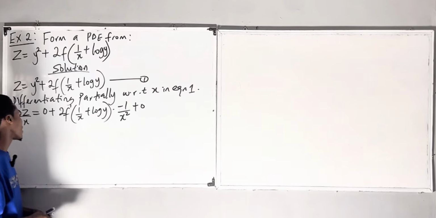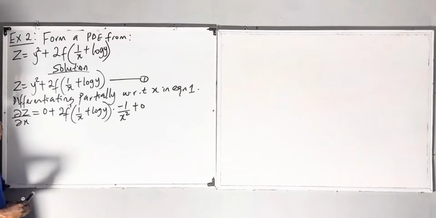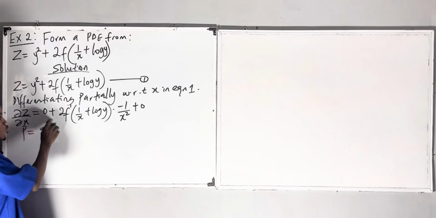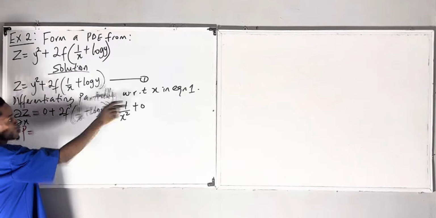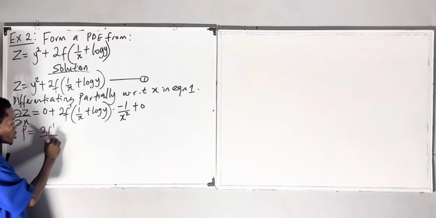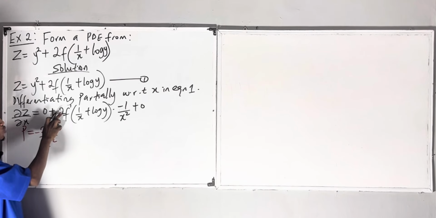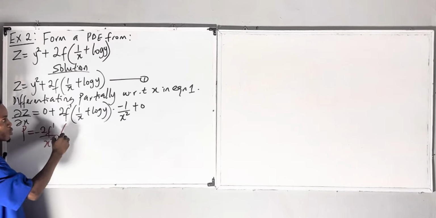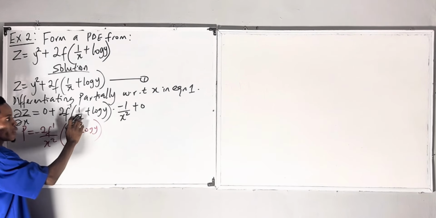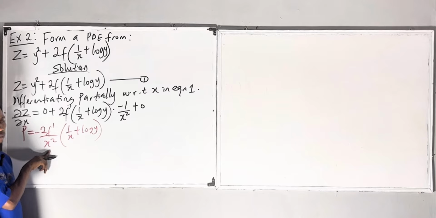So remember that our notation for partial z over partial x is always p. So I'm going to have p is equal to 2f prime multiplied by this one. I can have 2f prime all over x squared. Here will be minus. If I say 2f prime multiplied by this one, then multiplied by 1 all over x plus log y. So I multiply this with this. So that's why I have this.